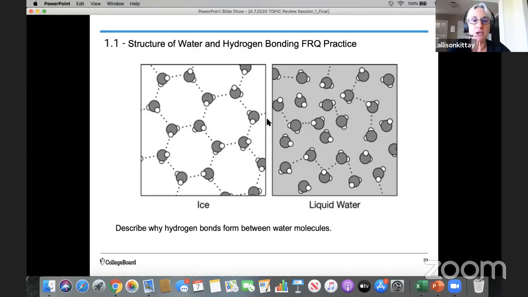So topic 1.1 is the structure of water and hydrogen bonding. And you've got 2 pictures. You've got a beautiful picture of ice, and it illustrates those water molecules being bonded by hydrogen bonds, and they're actually separated, which is what makes them less dense, and they float in liquid water. And then you've got an image of liquid water. The question is asking you to describe why hydrogen bonds form between water molecules. So go back. Water is made of 2 hydrogens and 1 oxygen. And because the oxygen is negative and the hydrogens are positive, they are going to be attracted to one another, and that is the hydrogen bond.